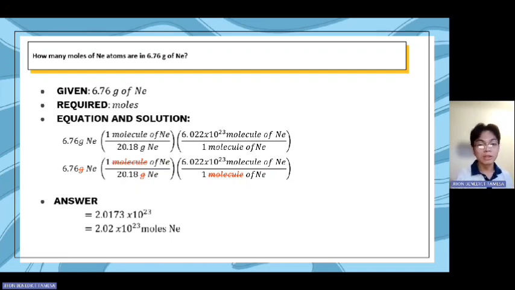Then multiply it to Avogadro's number over one molecule to cancel the molecule units. Then we can get the answer of 2.0173 times 10 raised to 23 moles of neon, or simply 2.02 times 10 raised to the power of 23 moles of neon.